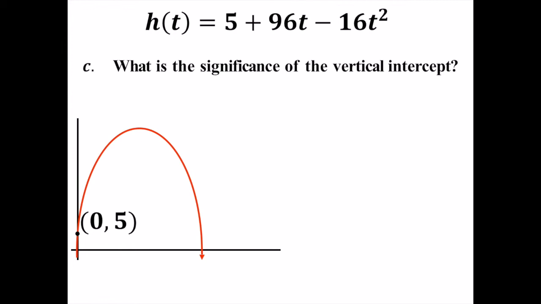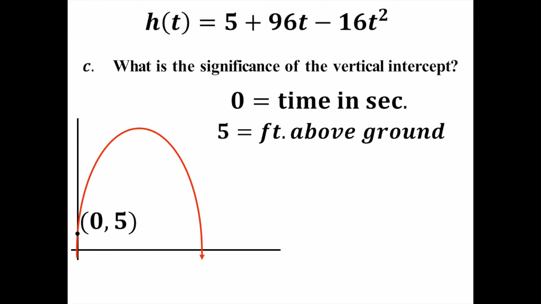That was our y value, or our h of t. So 0 is the time in seconds. 5 is the feet above the ground. Now we need to figure out what that practical meaning is. Write a sentence. At 0 seconds, it was 5 feet above the ground.